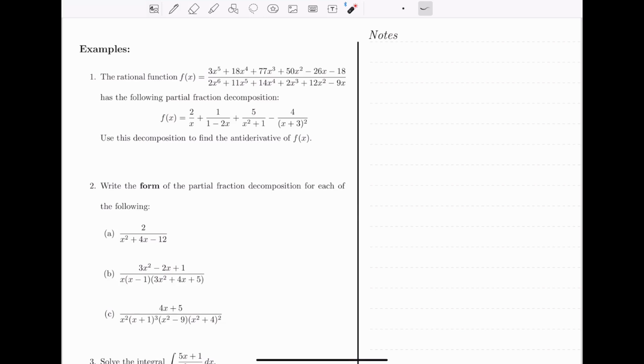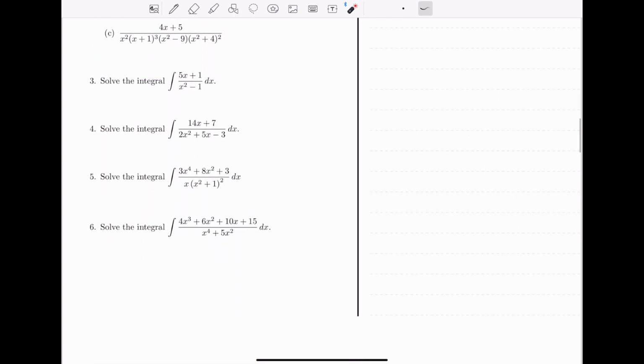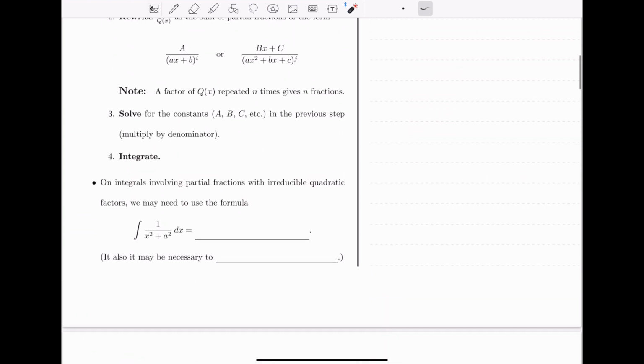In the last video, we talked about the idea of splitting apart a complicated rational function into more simple partial fractions so that we could integrate. We looked at the idea of the decomposition and what the form would look like for these examples. And for this video, we want to solve some complete integral problems from start to finish, where we're trying to split apart the rational function using partial fraction decomposition and then integrate. Let's take a look at our steps.